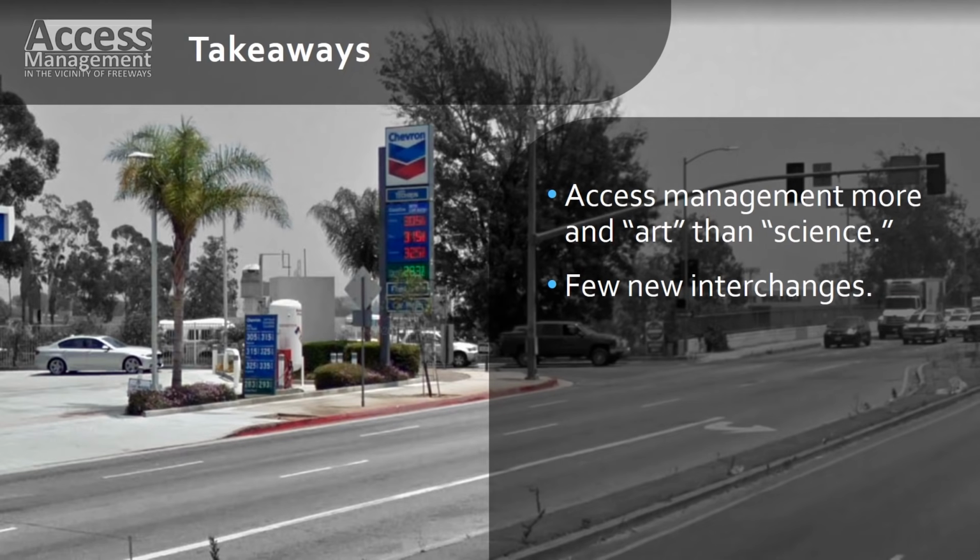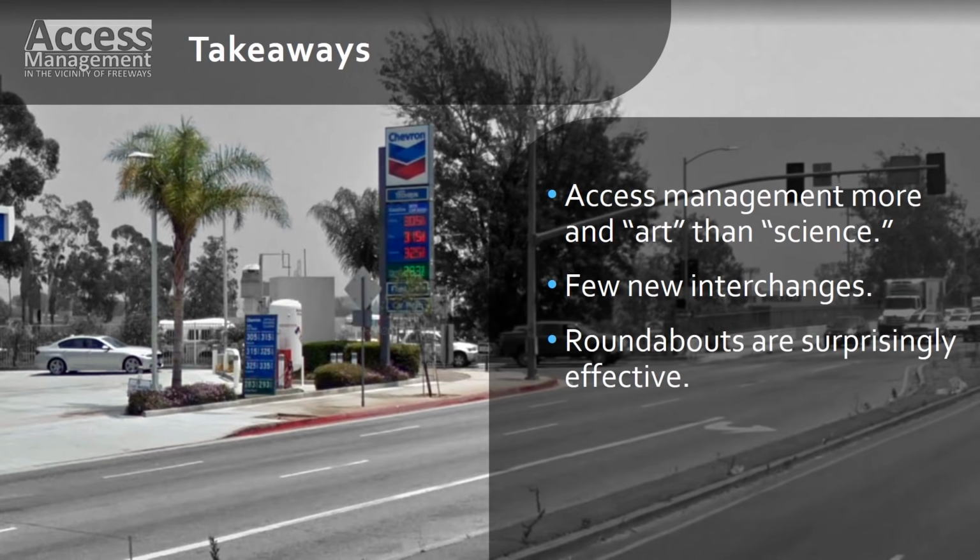The chevron is there. And so the only way you're going to make changes to these interchanges or to access management is when you're retrofitting the interchange. And as a result, you're dealing with adjacent property owners, and you have to be sensitive with the local community to apply a solution that fits the context of the local community.